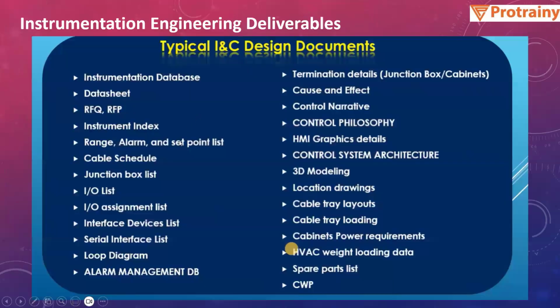Under instrumentation, these are the main documents. We have the instrument database, then data sheet, instrument index, then ordering, RFQ, RFP, range, alarm system, then cable schedule, instrument cable schedule, junction box list, IO list, input output list, loop diagram, termination drawing, cause and effect drawing, control narrative, control philosophy, human machine interface graphic details, control system architecture, 3D modeling, instrument location drawing, instrument cable tray layout, instrument cable tray loading, HVAC weight loading data, cabinet power requirements, spare part list.